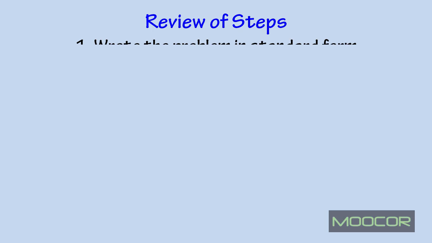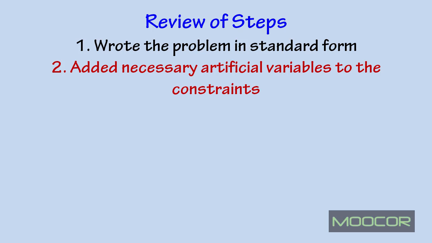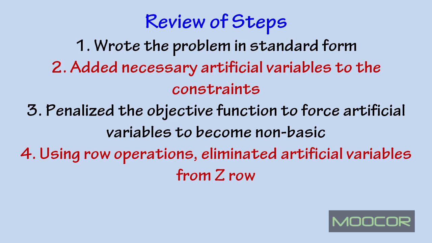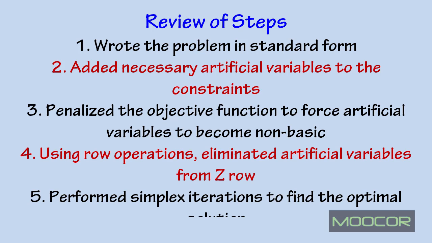So let's review the steps. First of all, I wrote the problem in a standard form, added necessary artificial variables to the constraint, penalized the objective function to force artificial variables to become non-basic, and using row operations eliminated artificial variables from the 0 row. And then I performed the simplex iterations.